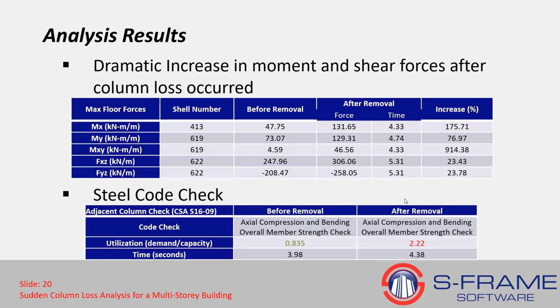We also ran a steel code check before and after the removal of the column, and the governing load check was the same in both cases: the axial compression and bending overall member strength check. You can see the utilization ratio was dramatically different, and what would have been a passing code check before the removal with the adjacent column is now an overloaded column after this removal. This really gives us an understanding of the magnitude of effects that occur before and after the column removal.